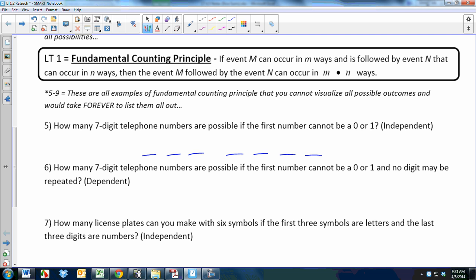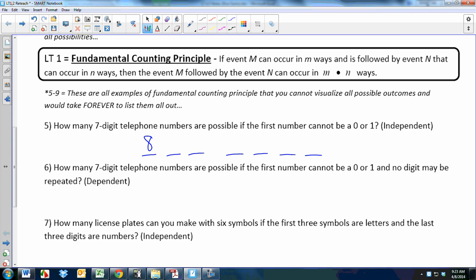How many ways can you choose the first digit according to this problem? Careful. How many digits are there in the number world? There are 10 digits. This problem says you can't use 0 or 1. So there are 8 options.